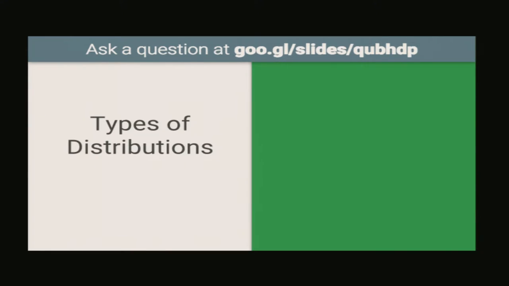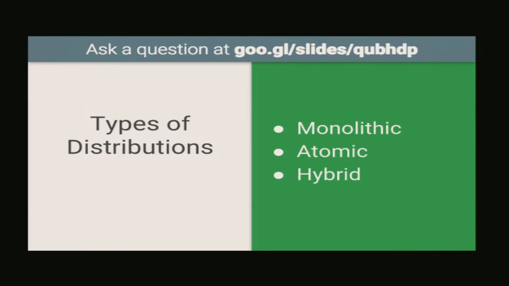So there are three different kinds of distributions. I'm going to use slightly different terminology than what's used on Drupal.org, but I feel that it applies to these particular use cases. There are monolithic distributions, there are atomic distributions, and then a hybrid that is kind of the best of both worlds.